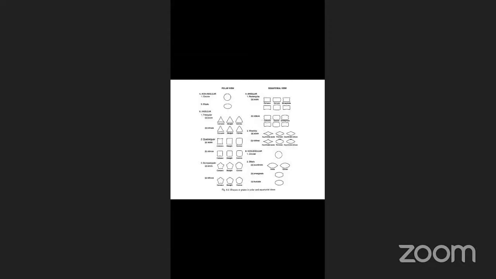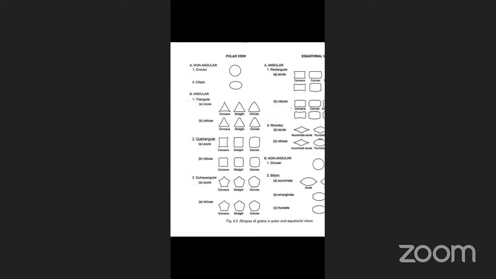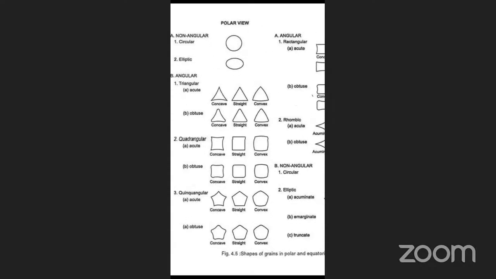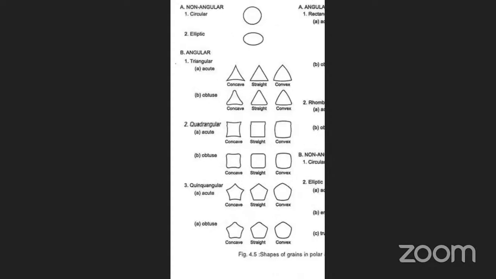Shape, round shape, we already know. These are pollen grain shapes: angular and rectangular, round, circular, elliptical, trigonal, quadrangular, obtuse. All these are shapes. Next, aperture means a thin wall structure, that is aperture. The function of aperture is the passage of the emergent pollen tube.